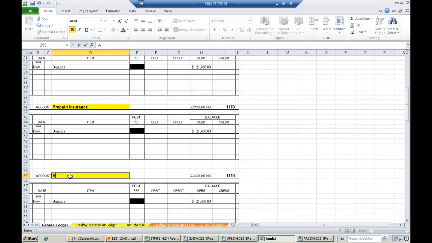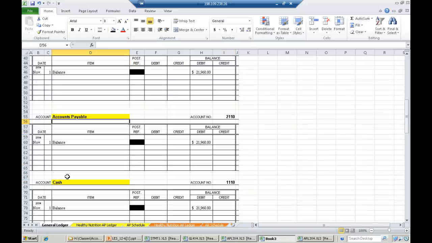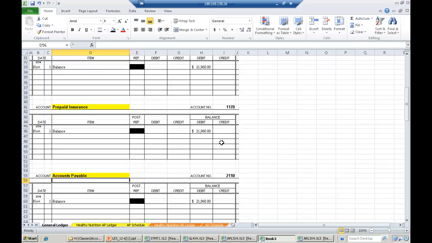Accounts payable. Now we get into our liabilities. So this should be labeled with a 2 number, which it is, 2110. It's not going to carry a normal debit balance, though. It's going to carry a normal credit balance.